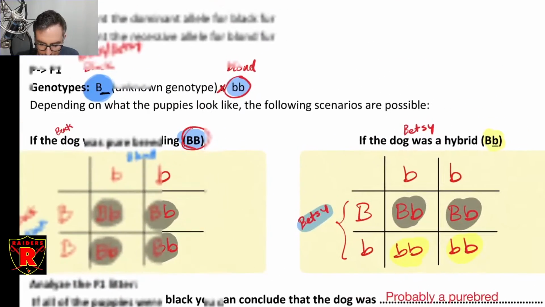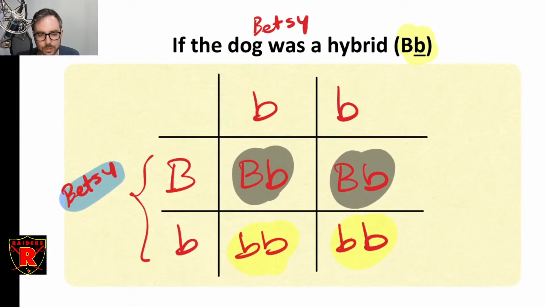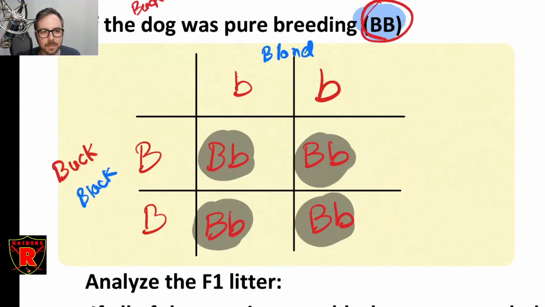So that's the test cross. You take your dog and you breed it with a known recessive, a known homozygous recessive. If any of the offspring show recessive, then you don't have a purebred. If none of them show recessive, then you probably have a purebred. There's one important caveat here, and that is there are no guarantees in genetics.